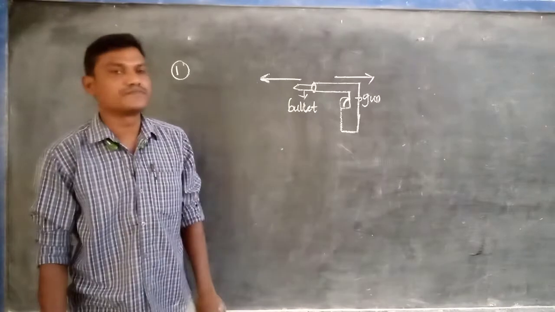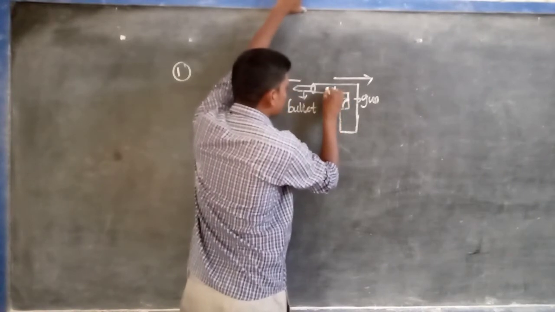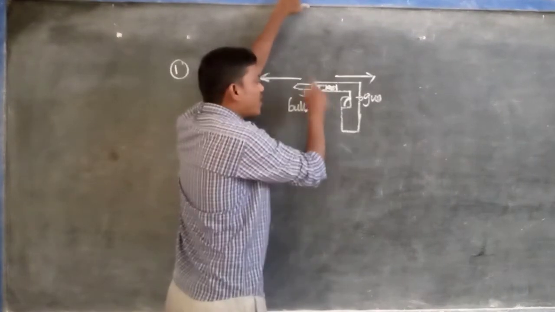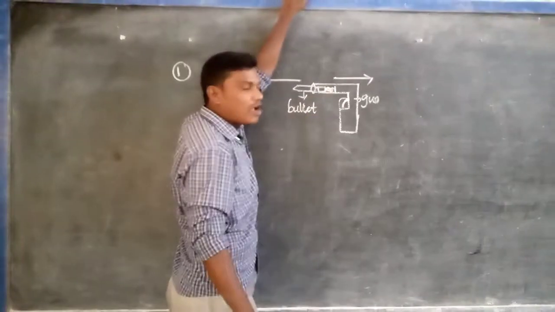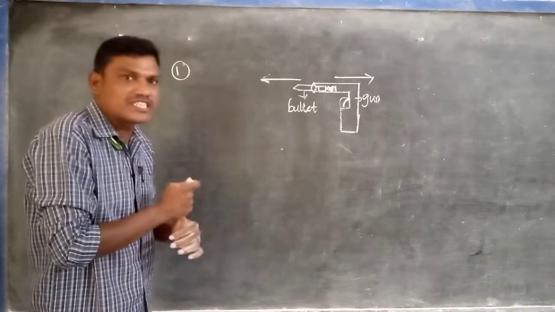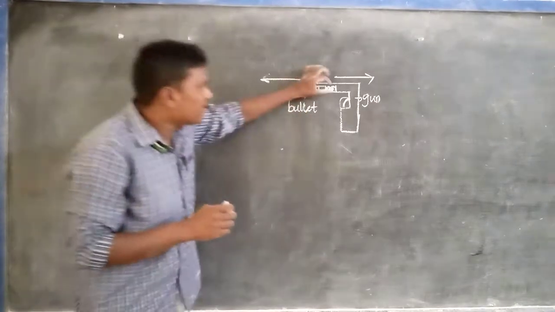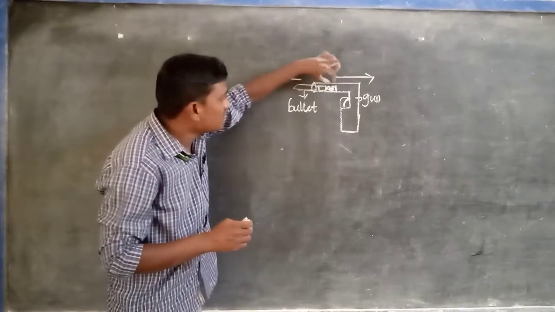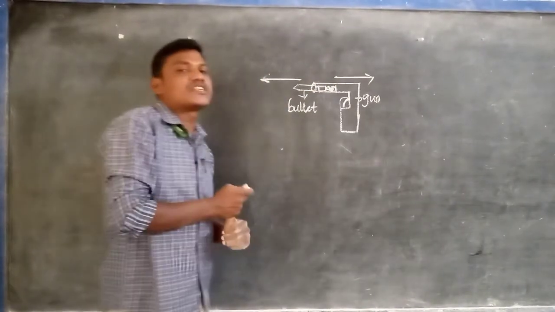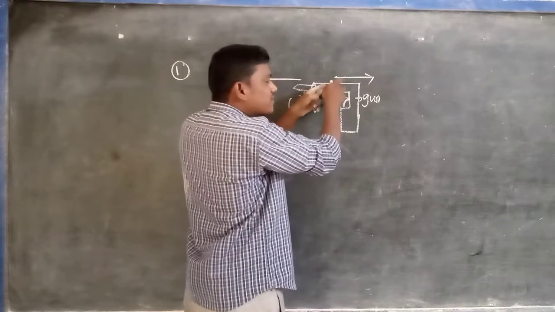That is called recoil. How is it possible? Inside the gun, a small spring is there. The bullet is initially in the rest position. Here one compressed spring is there, connected to the trigger, and a compressed spring has potential energy. When we press the trigger, the force on the compressed spring is released.